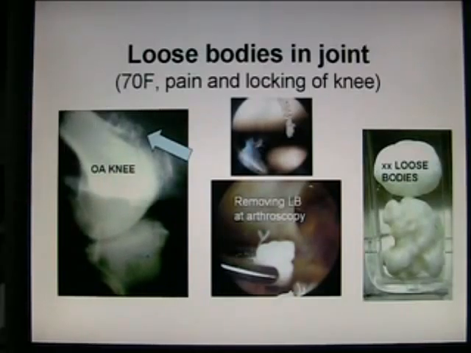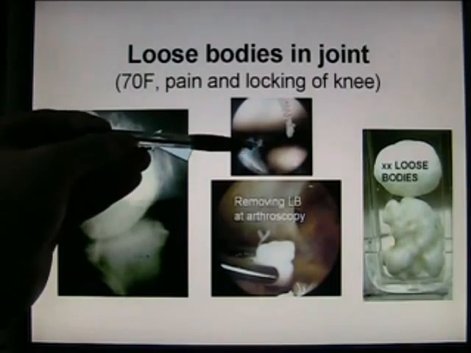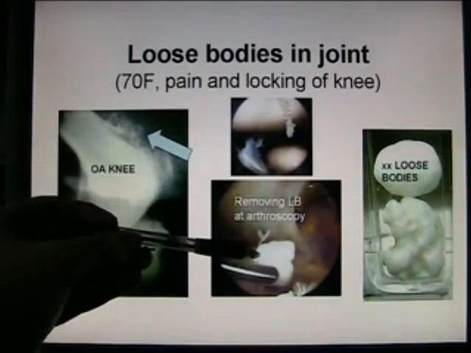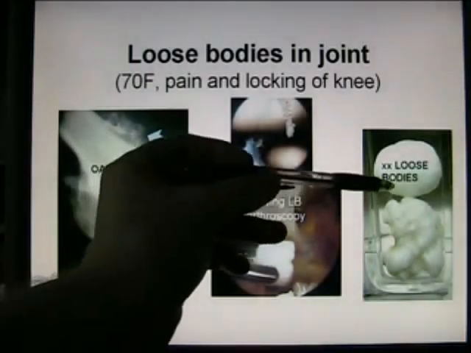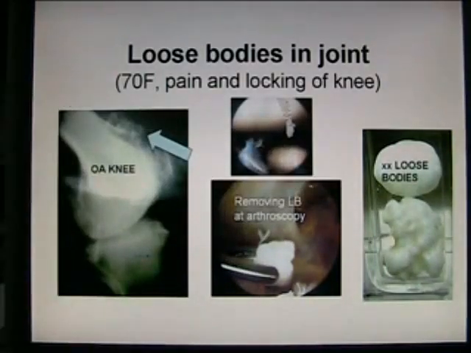Loose bodies in a joint, a knee. Here it is, floats around, causes the knee to lock. Here I am at arthroscopy removing the loose body. Here the loose body safely deposited in a pathology pot.